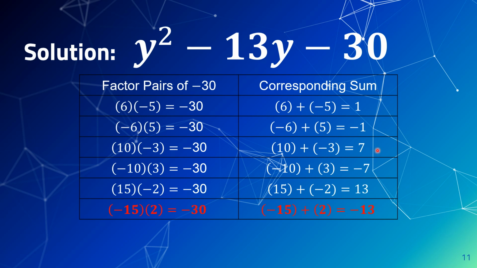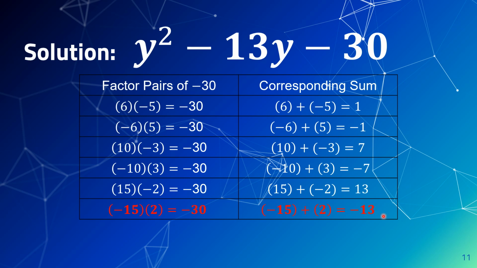The fourth one, negative 10 times 3, is negative 30. However, if you add the two factors, it gives you negative 7. Then we have 15 times negative 2, that is negative 30 also. But if you add that, it becomes positive 13. However, the requirement should be negative 13. So this one does not satisfy the given condition.